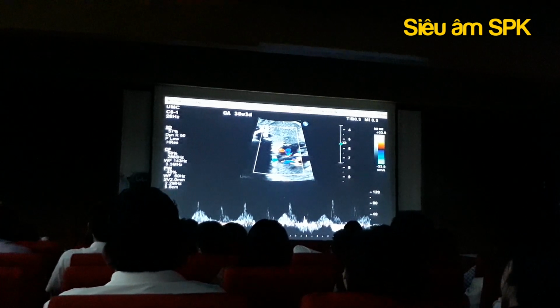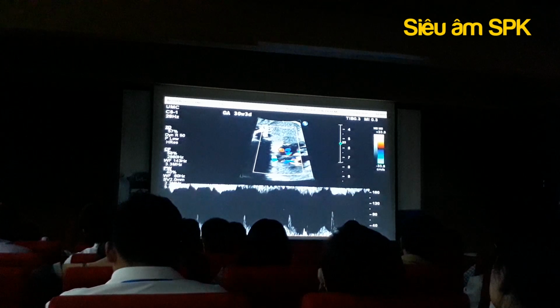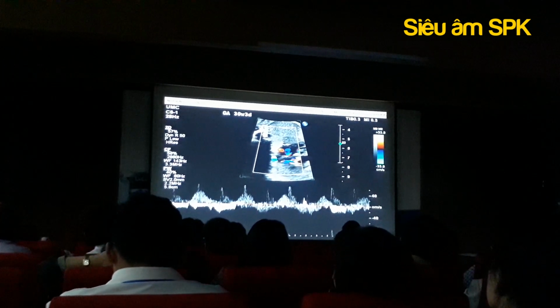More fetal breathing, but we did catch a little bit of the normal pulmonary vein Doppler signal.